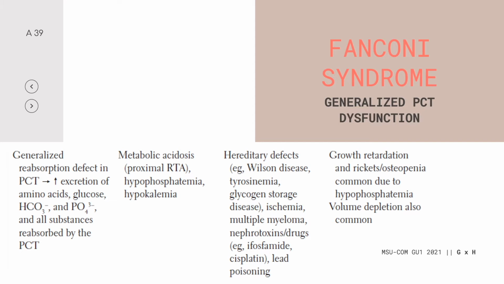This results in metabolic acidosis, a buildup of acid in the blood because there's a lack of bicarbonate at this point, hypophosphatemia because there's a lack of reabsorption of phosphate, and hypokalemia because even potassium can't be reabsorbed anymore. Causes include hereditary defects, ischemia, multiple myeloma, nephrotoxic drugs, and lead poisoning. Now, one thing to take into account is that because the PCT reabsorbs lots of water, especially in the distal segment, volume depletion is also common in this syndrome.